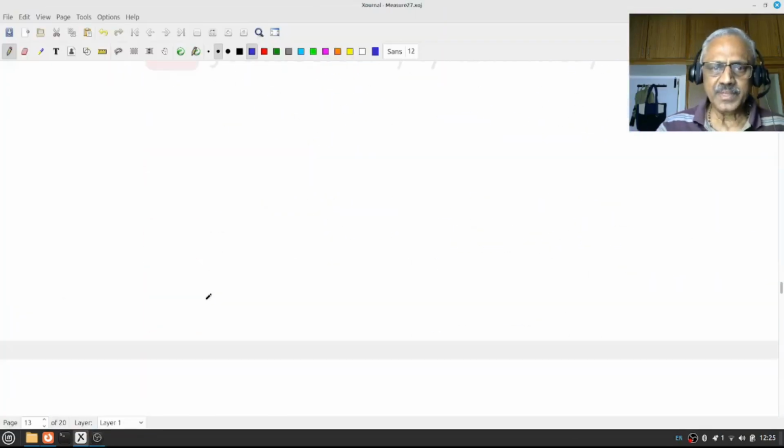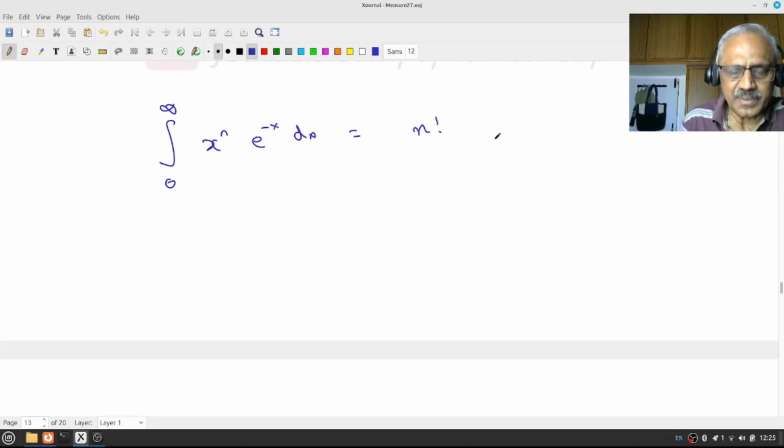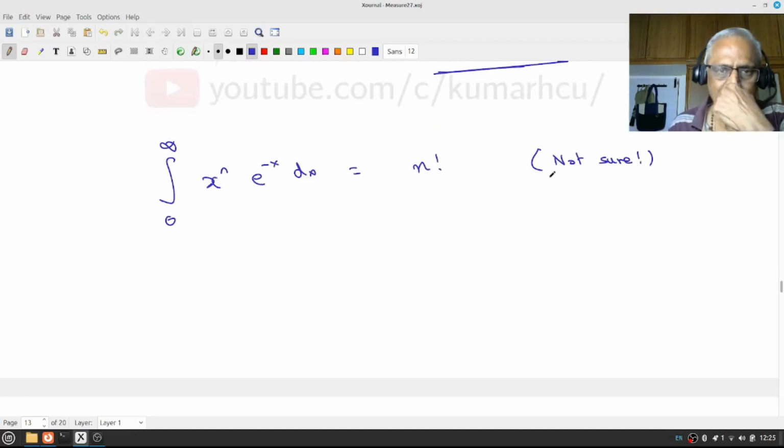So the application I want to do is this. Those of you who have seen something like a gamma function will know that the integral of x^n e^(-x) dx will be some factorial, maybe n factorial. Okay, I am not sure, but we will see that later. You want to prove that. So the trick is very interesting.